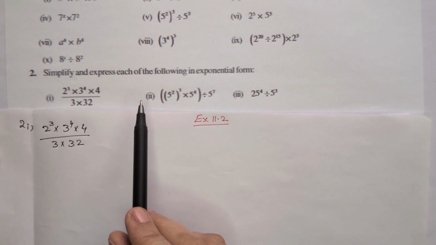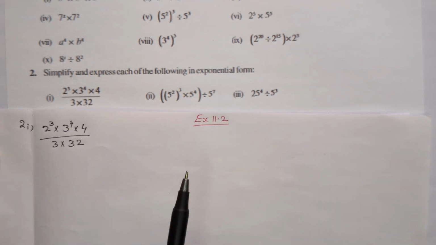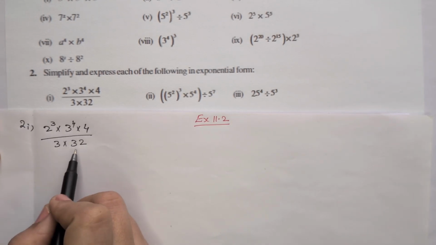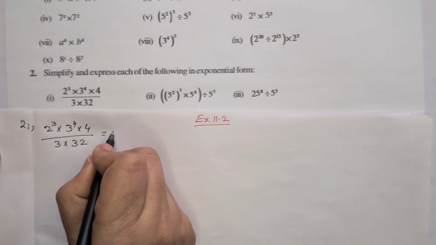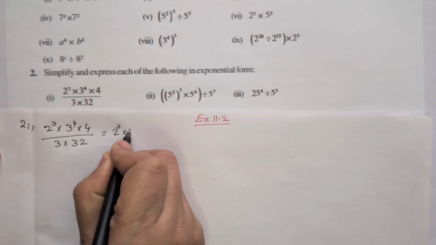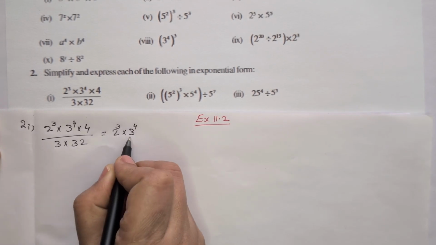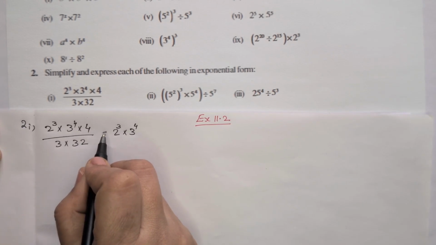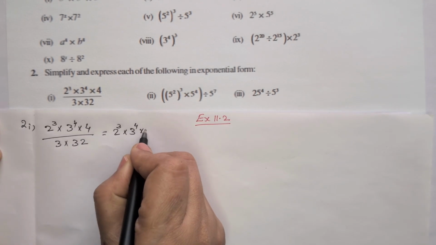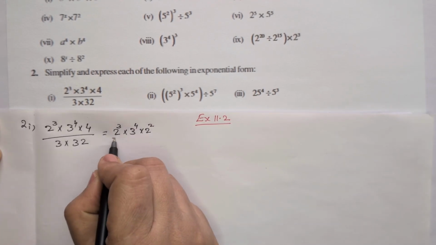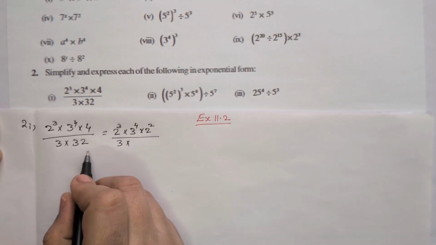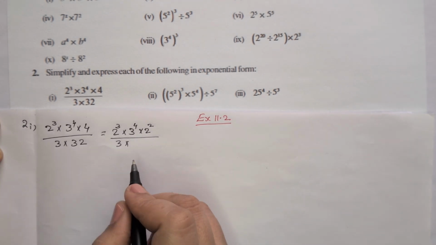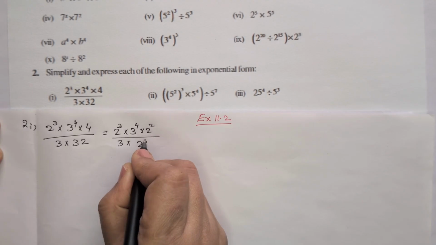Second question: simplify and express each of the following in exponential form. First one, 2 cube into 3 raised to 4 into 4 by 3 into 32. This we can write as 2 cube into 3 raised to 4. 2 and 3 are prime numbers. 4 is a composite number. This we have to convert to prime numbers. 4 we can write as 2 square, that divided by 3 into 32, also a composite number, that we can write when we are doing the prime factorization. 32 we will get as 2 raised to 5.